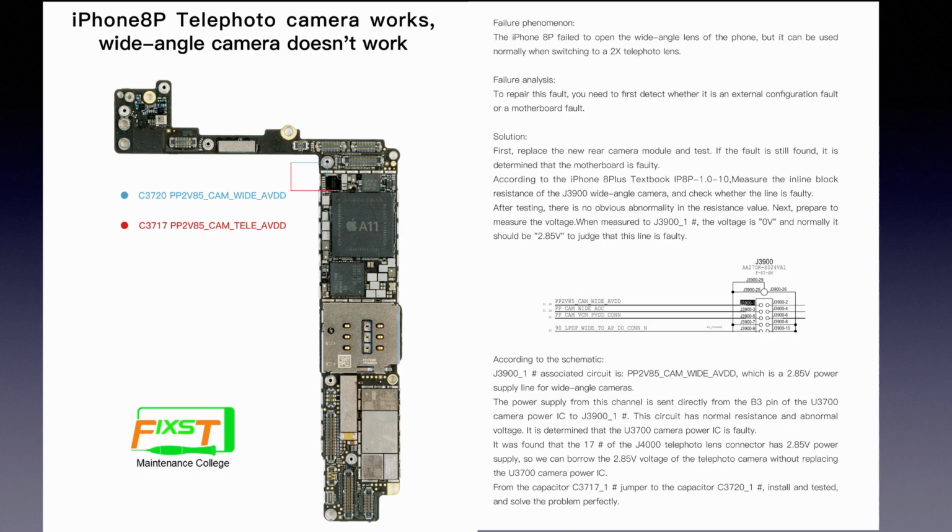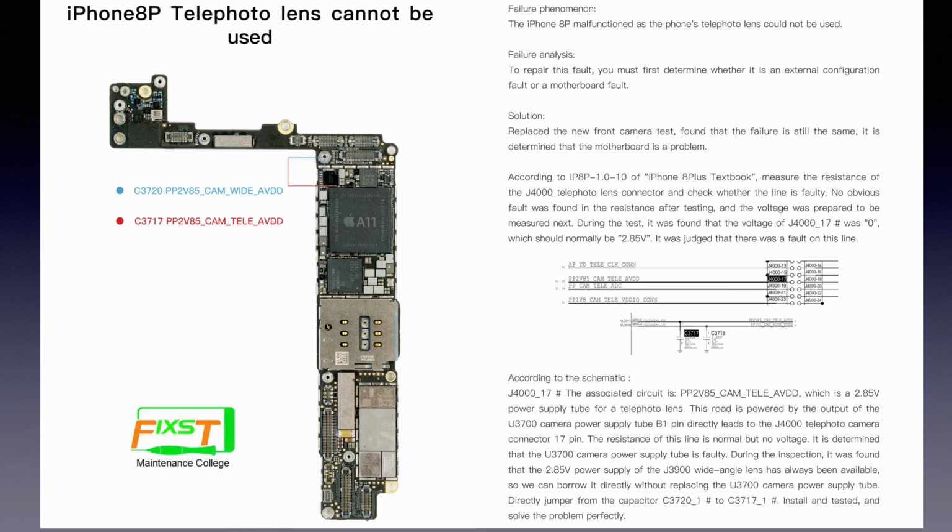But it was found that pin 7 of the J4000 telephoto lens connector has the 2.85 volt power supply. So we borrow this and it is okay. So we don't need to change the camera power IC. From the capacitor C3717 pin 1, make a jumper to the capacitor C3720 pin 1, and then install and test. This problem is finished. Okay, this is the next case.